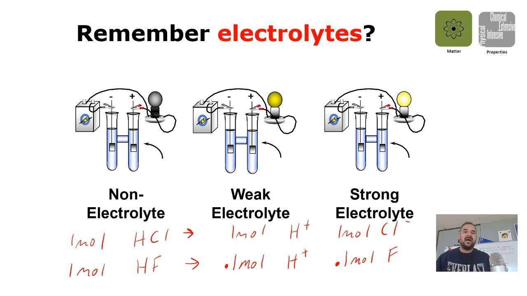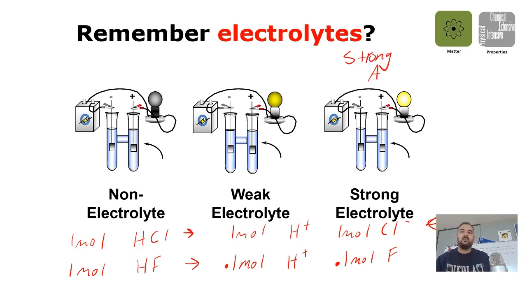So how many more ions are in the HCl solution compared to the HF? How much more? All right, 10 times more. So there are 10 times more ions in the strong acid. So if there are 10 times more ions, which one do you think is going to conduct more electricity? The strong acid or the weak acid? All right, strong acid. So strong acids are going to go in this category.